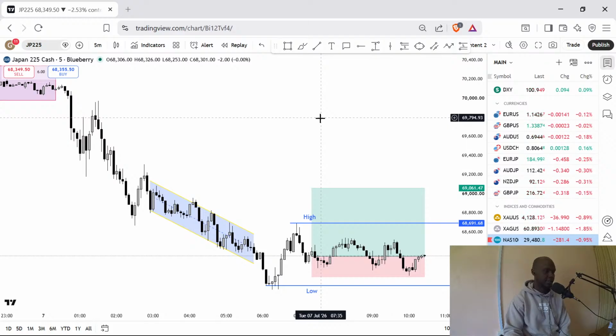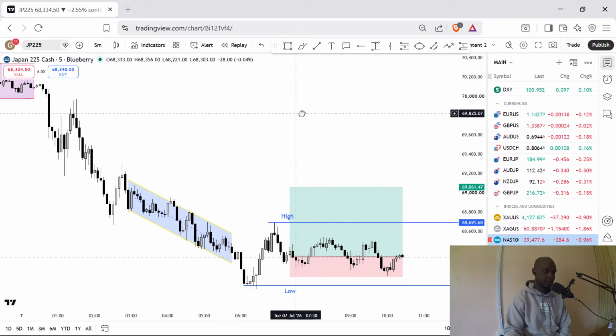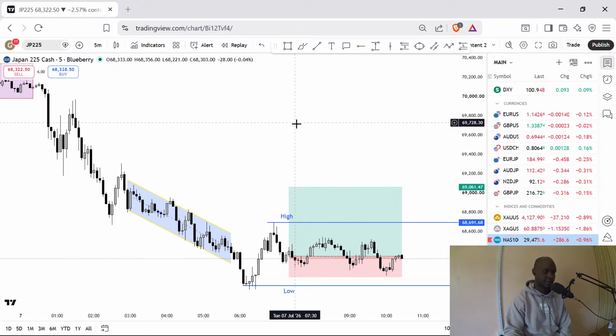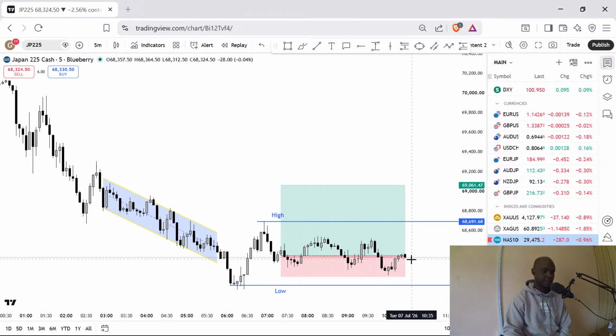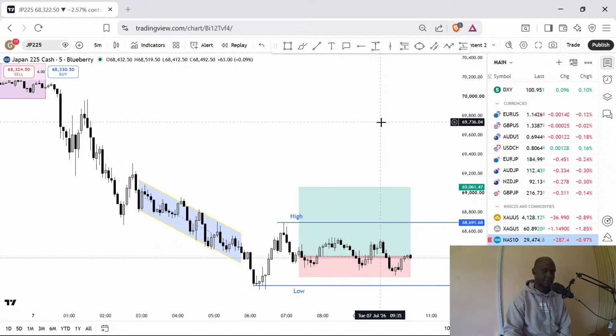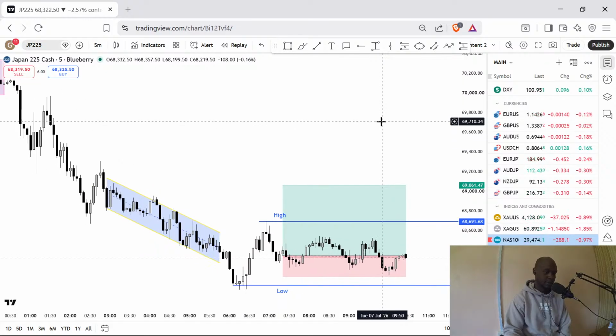If you're joining the live stream, I'm currently in on this JP225 long entry, or what some of you might refer to as the Nikkei. This is just within my entry, and we're waiting to see how price is going to play out.